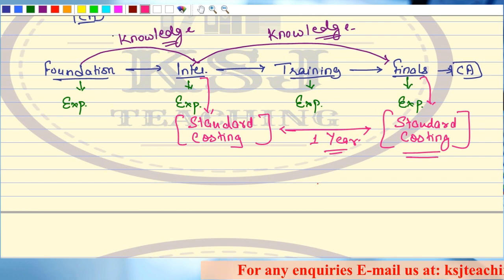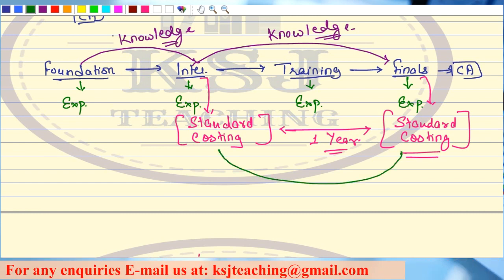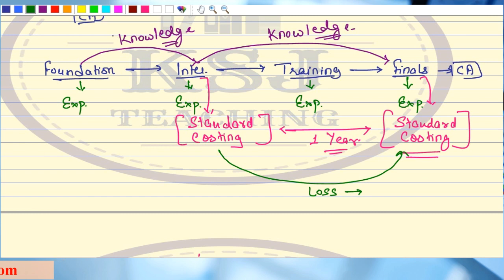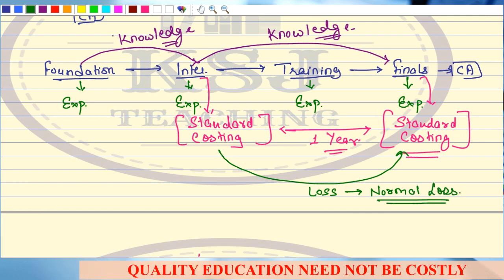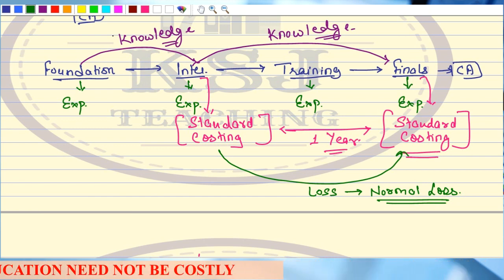So what happened, sir? You studied standard costing here, then you are going to study after 1 year. In between, there will be some loss. That is a normal loss. That is normally expected to happen. Why is it called a normal loss? Because it is due to normal reasons. It was expected that it will happen, right?